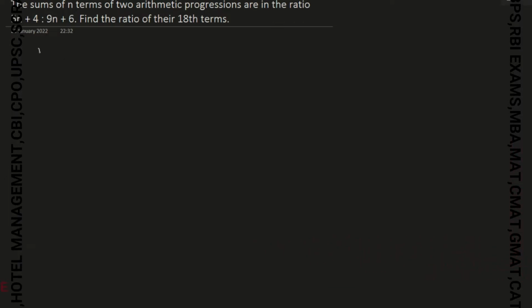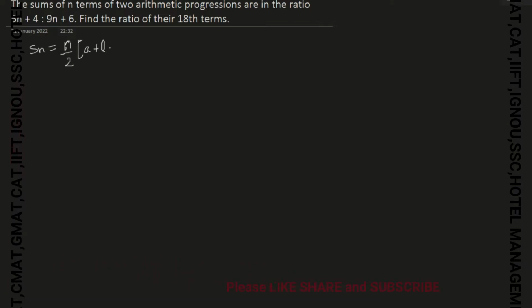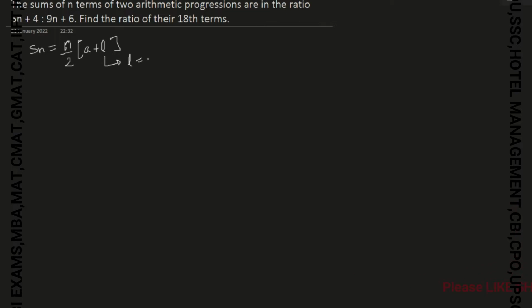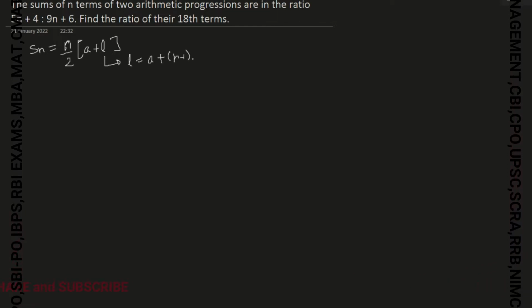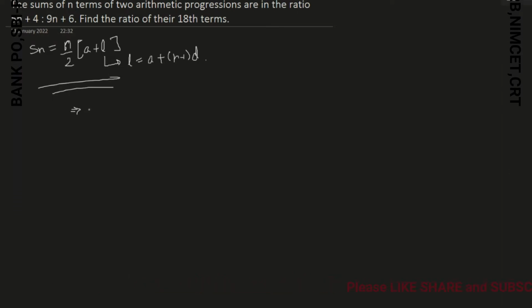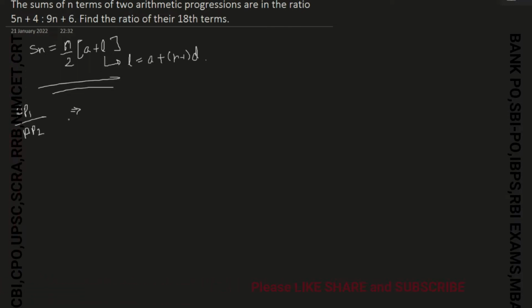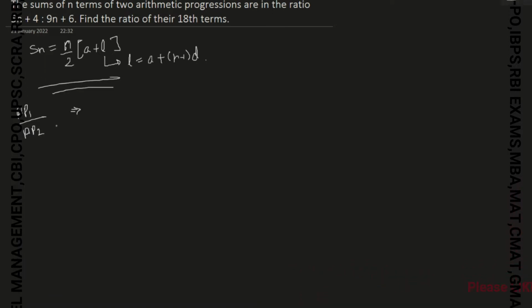As we already know from the last questions, the sum of the n terms is Sn equal to n by 2 bracket a plus l. Very clearly you know l is equal to a plus n minus 1 into d. Let's see what the question says. The sums of n terms of the two APs, let AP1 and AP2, the first is AP1 and the second one is AP2. The question says the ratio of these both is 5n plus 4 to 9n plus 6.